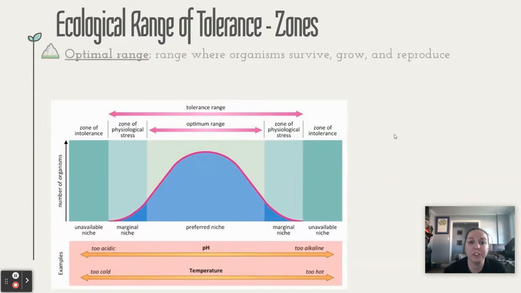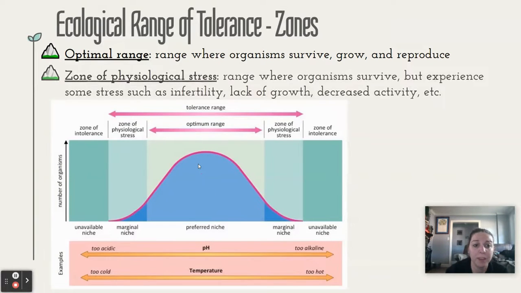So we've got three different zones we talk about. We've got the optimal range, which you can see is right here in the middle. This is where they're going to thrive. This is where they're going to prefer to be. Because everything is right for them, they've got the right pH, they've got the right temperature. We're going to see the highest amount of individuals here because more are going to be able to survive and reproduce. Then we have the zone of physiological stress, which moves down here.